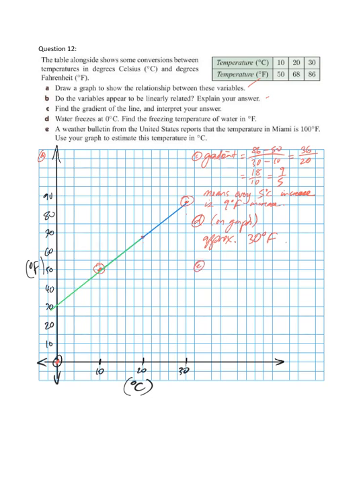Now E, a weather bulletin from the United States reports that the temperature in Miami is 100 degrees Fahrenheit. Use the graph to estimate the temperature in degrees Celsius. So again, we're extending the line. So I'll extend the line part way into it. Nope, that's not a straight line. That didn't start on the blue. That's better. So I extend it until it's up to where 100 is going to be. Just around there.